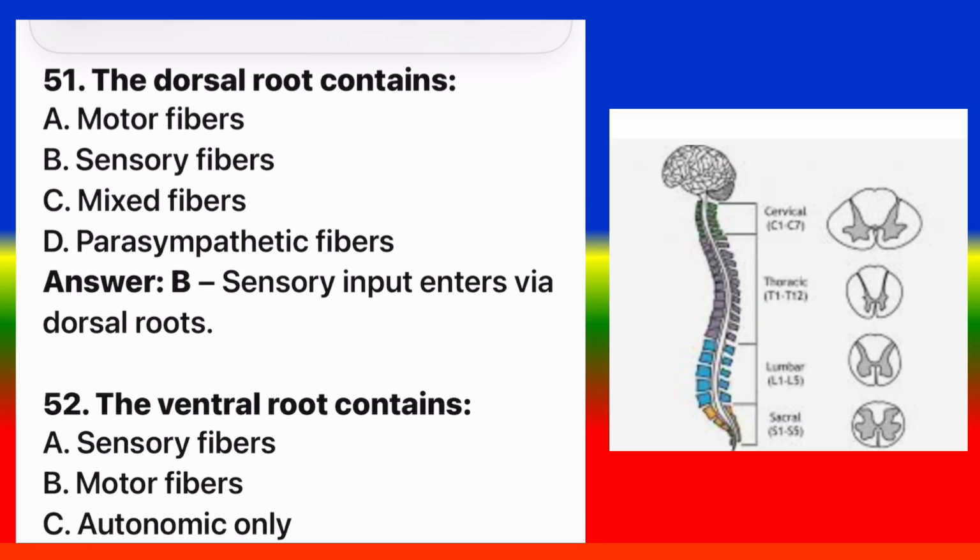51. The dorsal root contains A. Motor fibers, B. Sensory fibers, C. Mixed fibers, D.